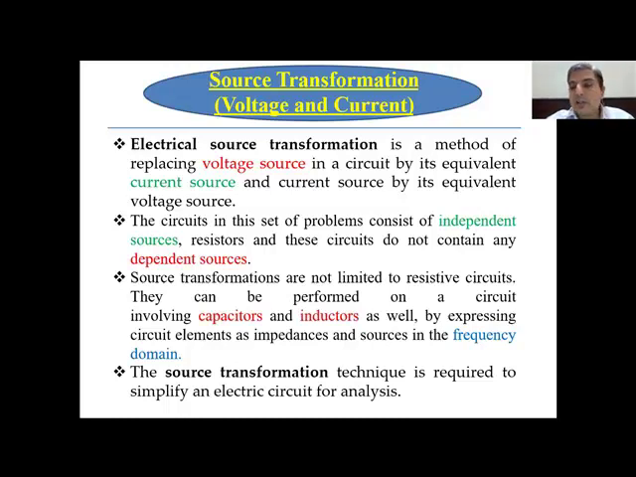This source transformation technique is required to simplify an electric circuit for analysis. Yes, it will simplify the problem associated with the voltage and current source. Because most of the time, if both sources are available in the circuit, it is sometimes very difficult to solve the problem with a simple method. So it's very easy if you can convert voltage source to current source or current source to voltage source. Then the circuit will have a similar type of sources, and calculation or analysis of the circuit becomes very easy. So this source transformation theorem is very much important.